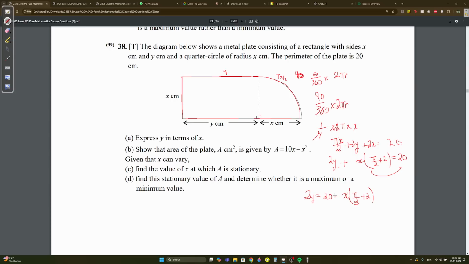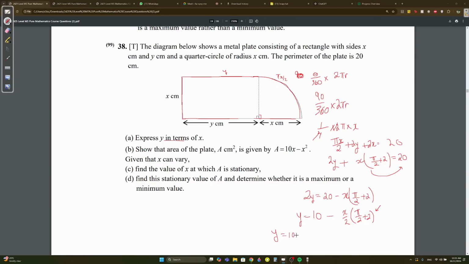We're now going to divide both sides by 2. So we get this, right? Now we have to divide both sides by 2. So you're going to get y is equal to (10 minus x over 2) into (pi over 2 plus 2). But whenever they tell you to find an expression, it's always better to distribute. Okay, so I'm going to distribute now.